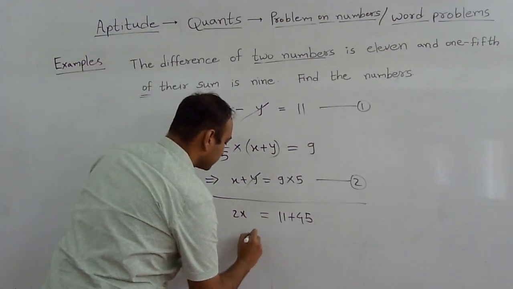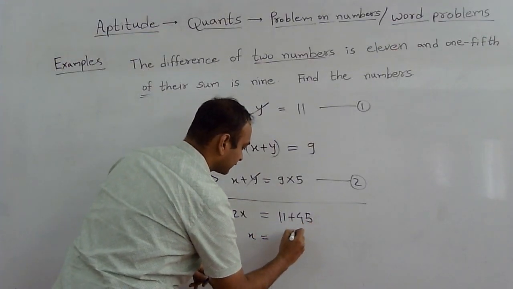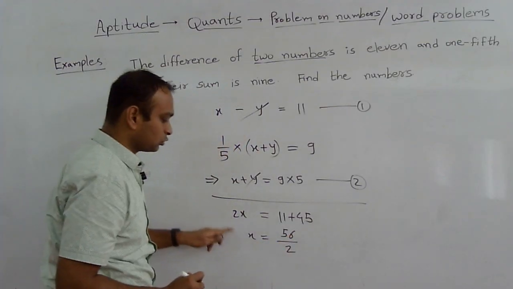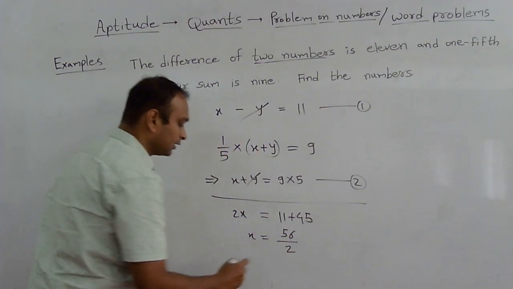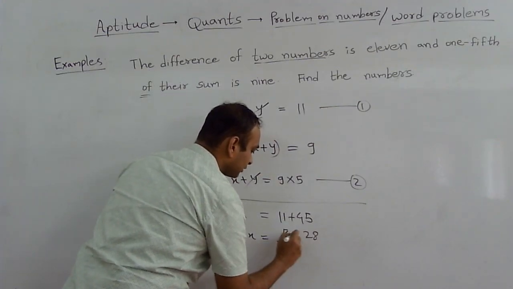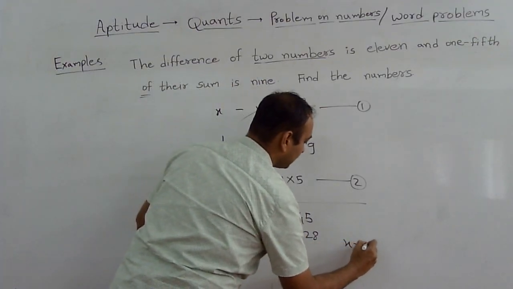So x will be equal to 11 plus 45, how much? 5 plus 1 is 6, 4 plus 1 is 5. 56 divided by 2. So this 2 will shift to this side. If we divide it further, 2 2s are 4 and 2 8s are 16, so 28 is the answer. So first, x is 28.